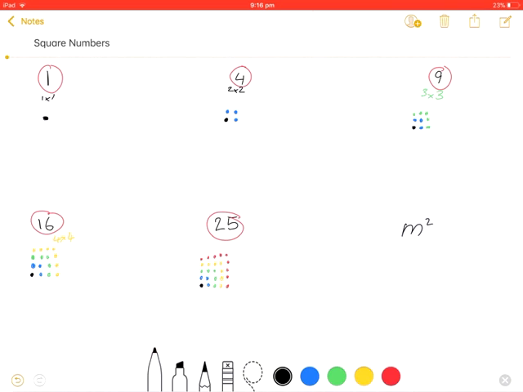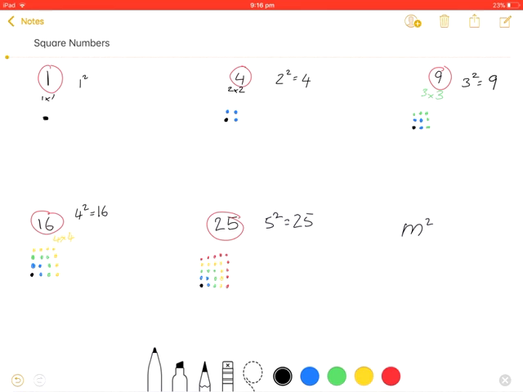Now, you guys know that when we're doing measurement and we write meters squared, we write meters, that little 2 up there. Well, I could also write 1 squared, and that's 1. I could write 2 squared is 4. I could write 3 squared is 9. 4 squared is 16. 5 squared is 25. You get the idea?